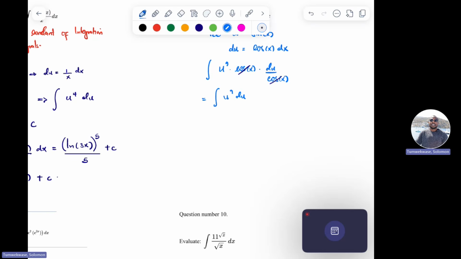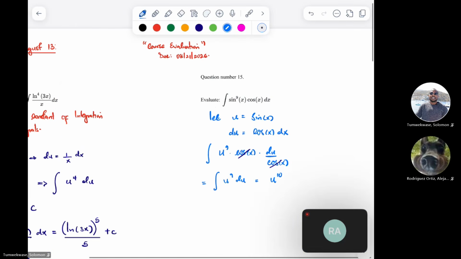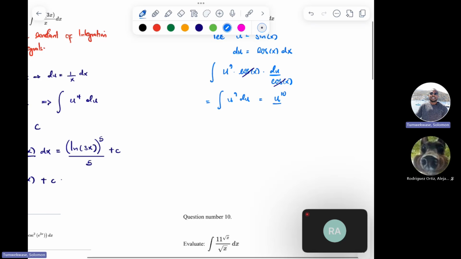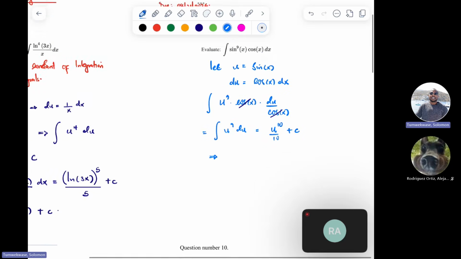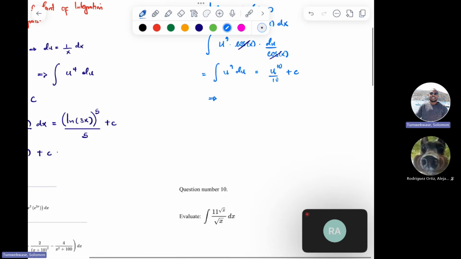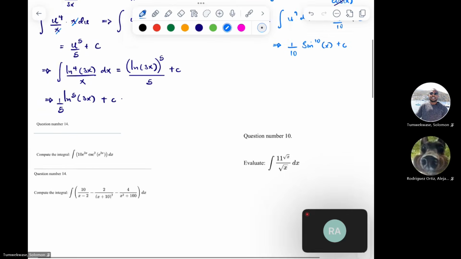So now I'm integrating with respect to u, and when I integrate this, I'll get u to the power 10 over 10, then plus c. But we know what u is. u is the same as sine x. So this is 1 over 10, then sine to the 10 of x, then plus c.